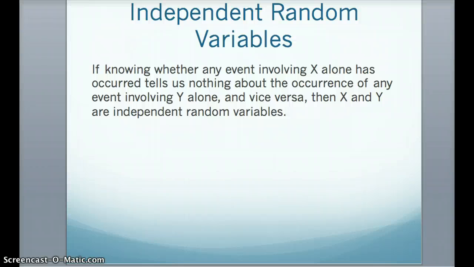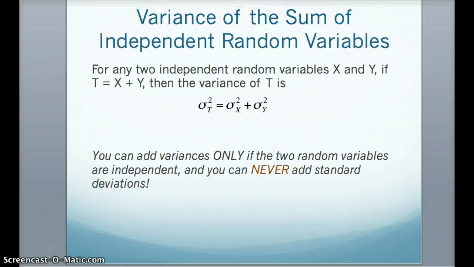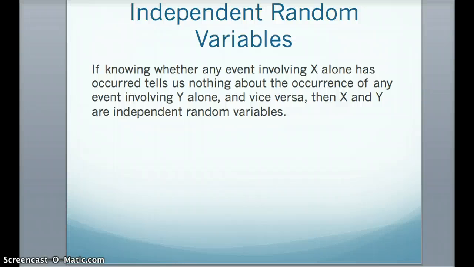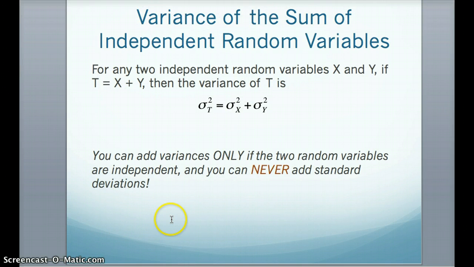So because they're independent, it's okay for us to find variability, or to find the standard deviation of their combined. But again, we're not going to add together their standard deviations because we are not allowed to do that. We can only add together their variances, and then we'll take the square root of that to find our standard deviation. So take your quick notes on this.